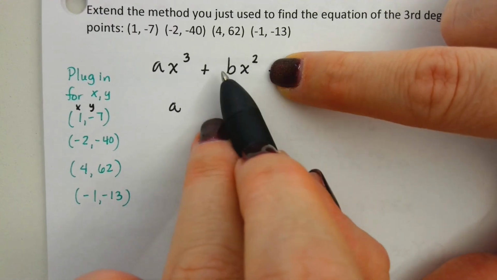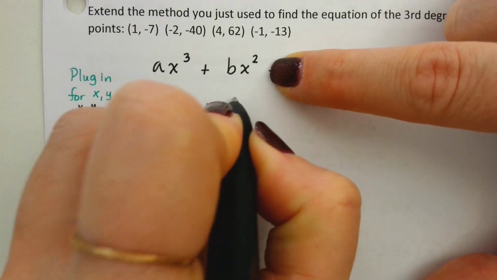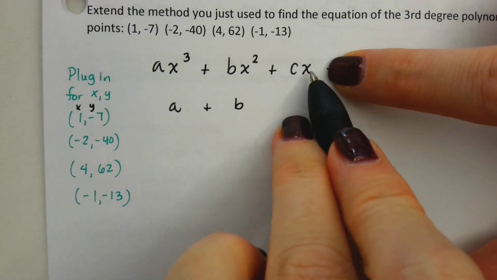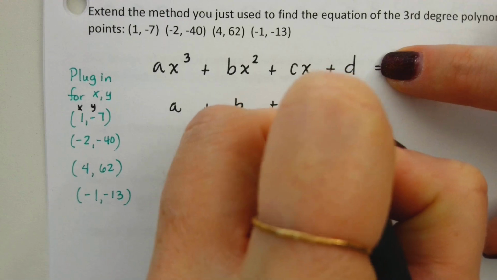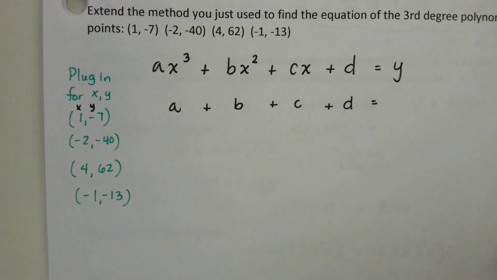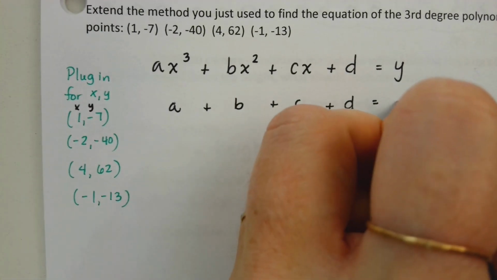What am I writing for 1 squared times b? B. C times 1? C. And then plus d. D doesn't have an x, so just bring it down. And we'll write equals the y variable, -7.